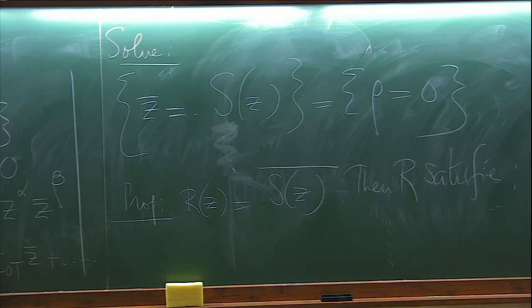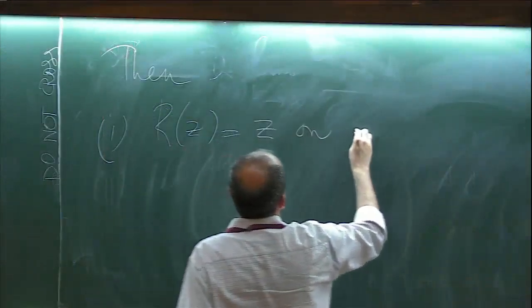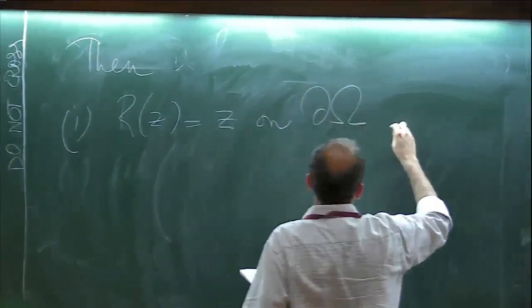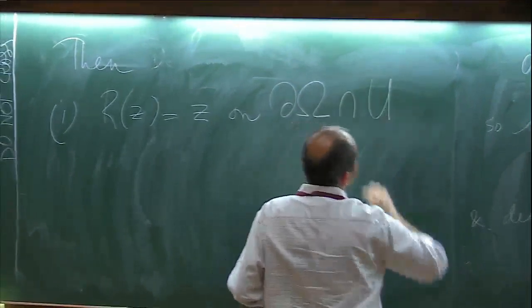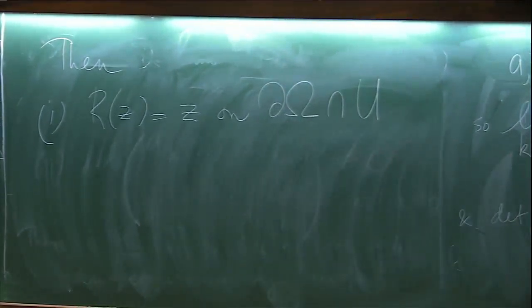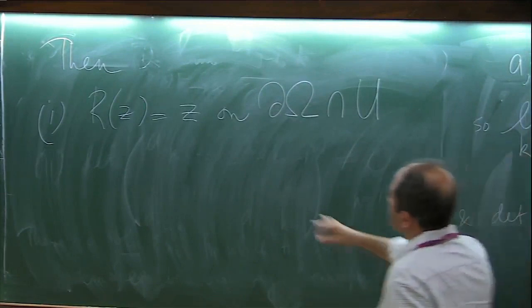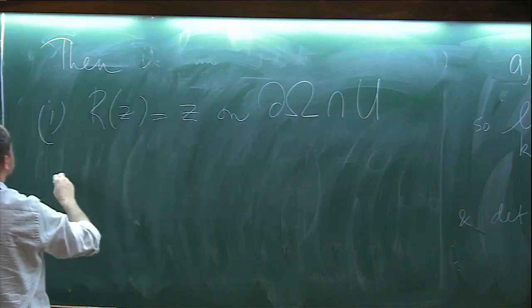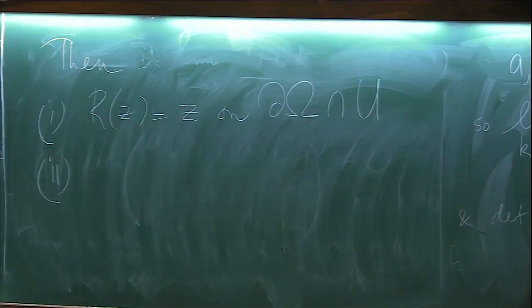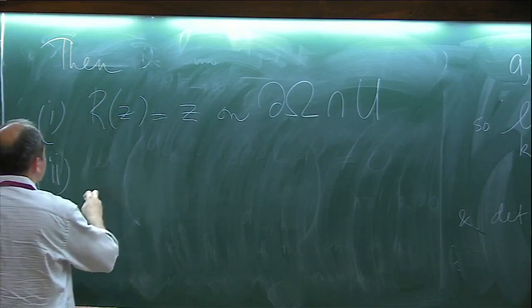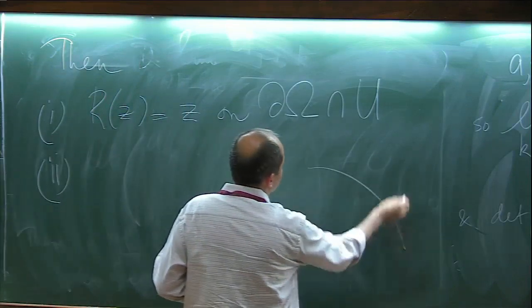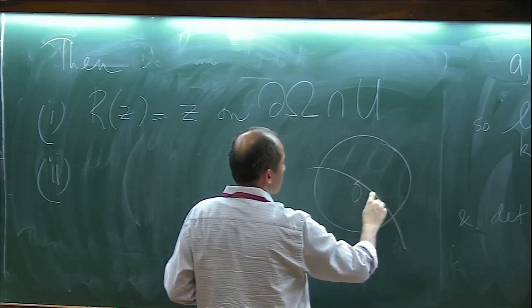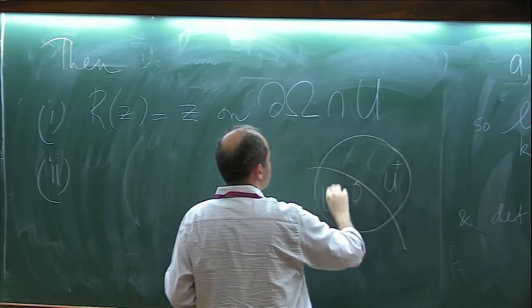Then, number one, R of z is of course equal to z on the boundary of omega in some neighborhood U of 0. U is that disk that I drew there. This is clear because R is equal to z bar and z bar is equal to z. That's what it says. So suppose I call U plus and minus the two components of U.